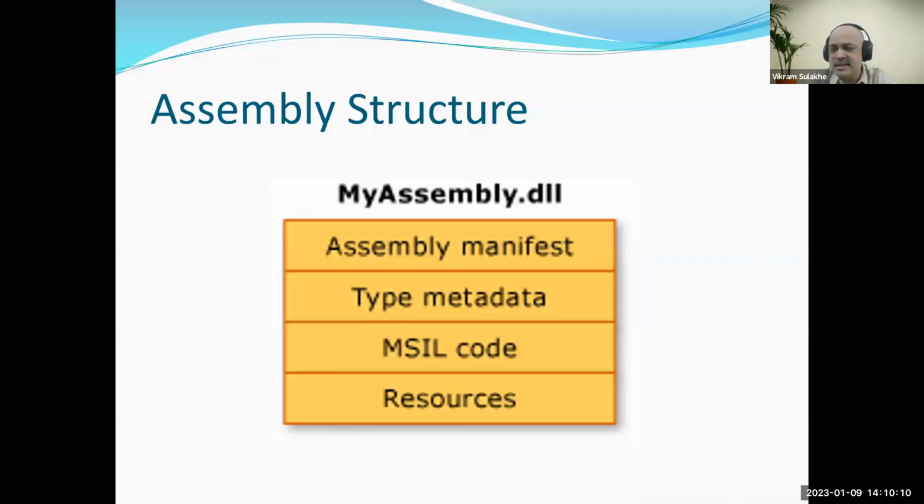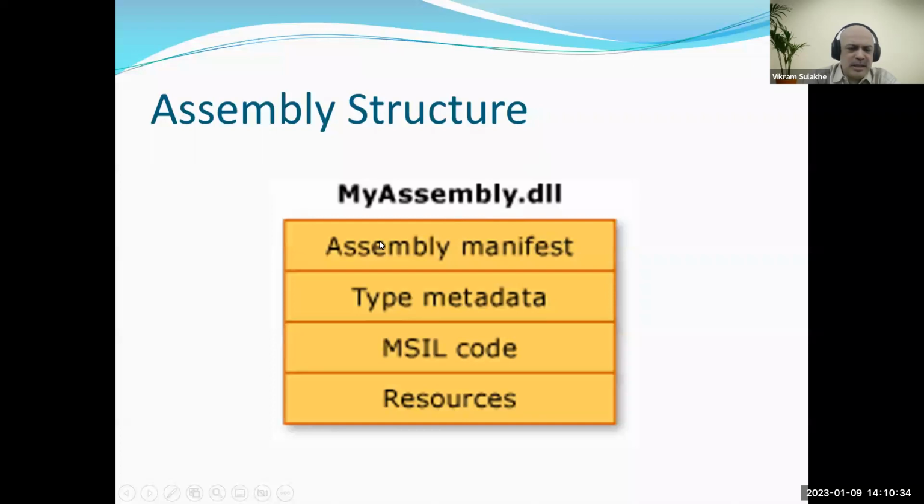And we can read this information from the assembly programmatically. This programmatic reading of information about the assembly is called reflection. So we can use reflection to find out the metadata of an assembly, details about an assembly.